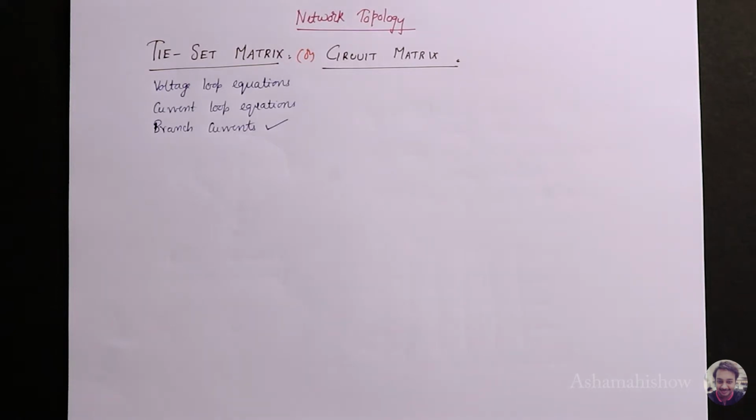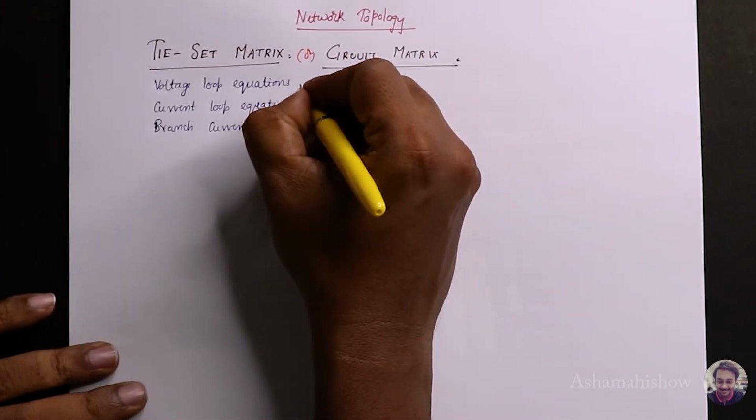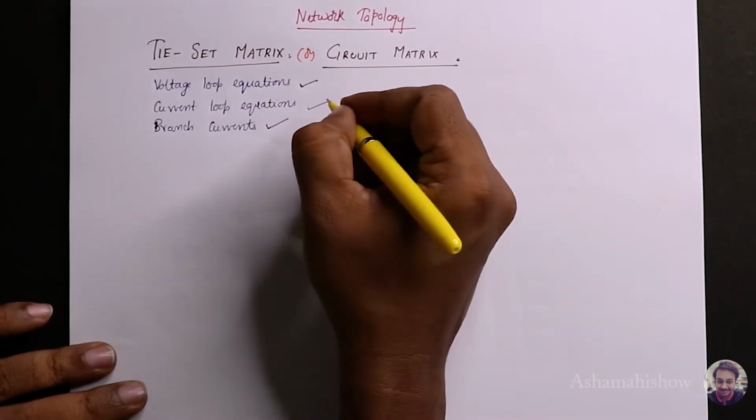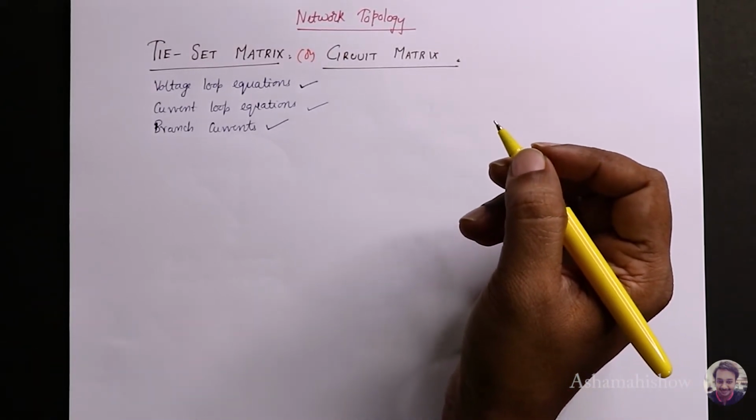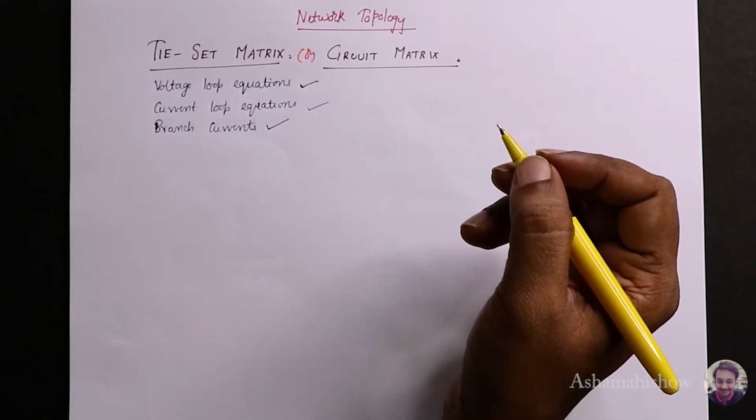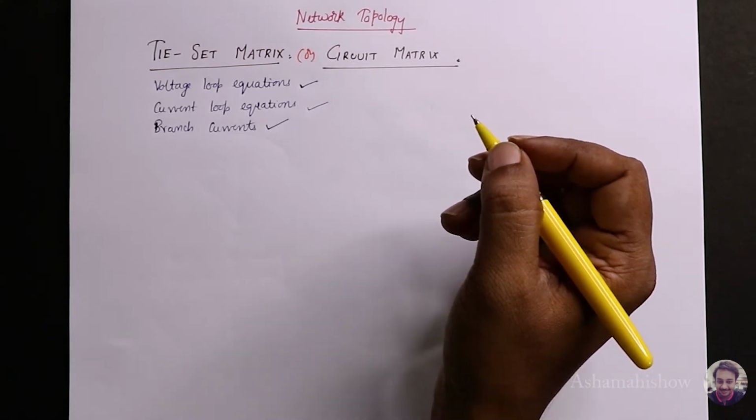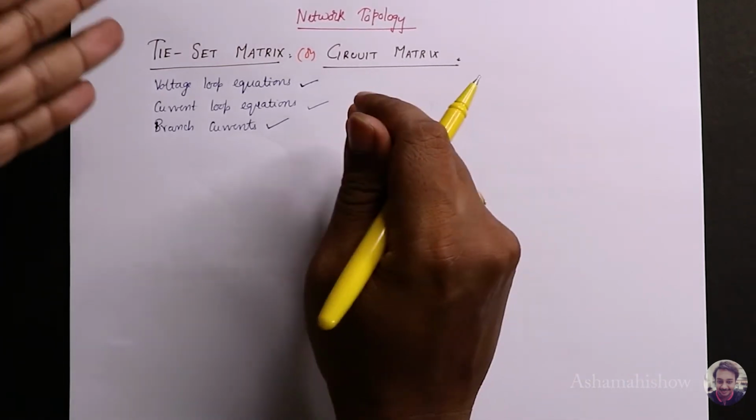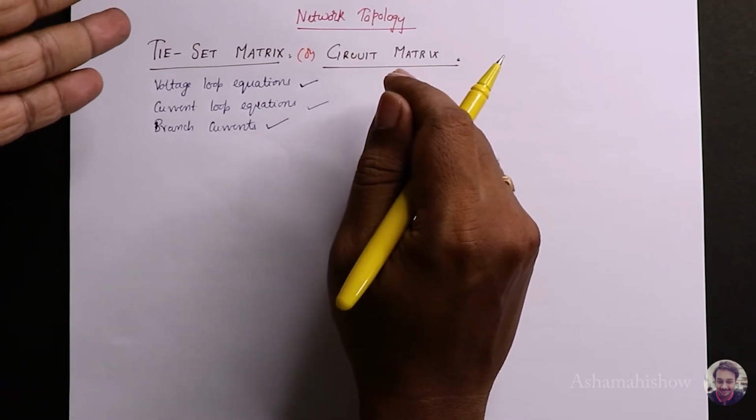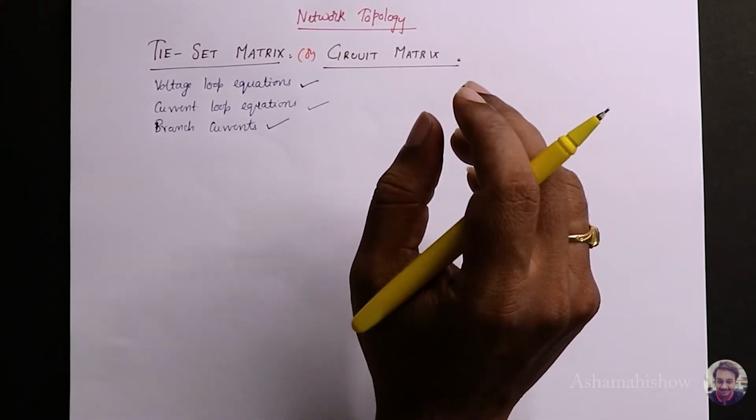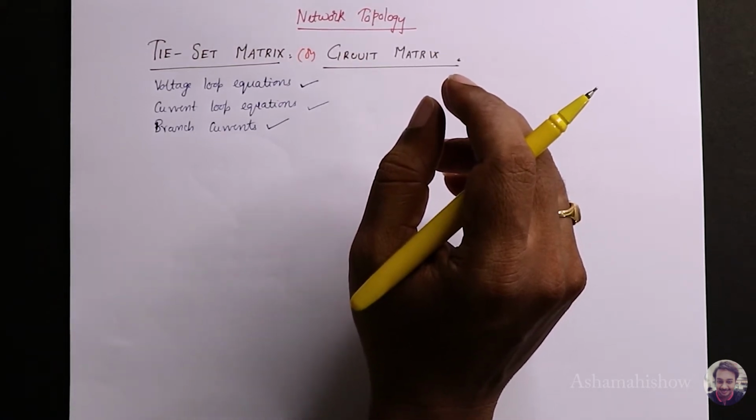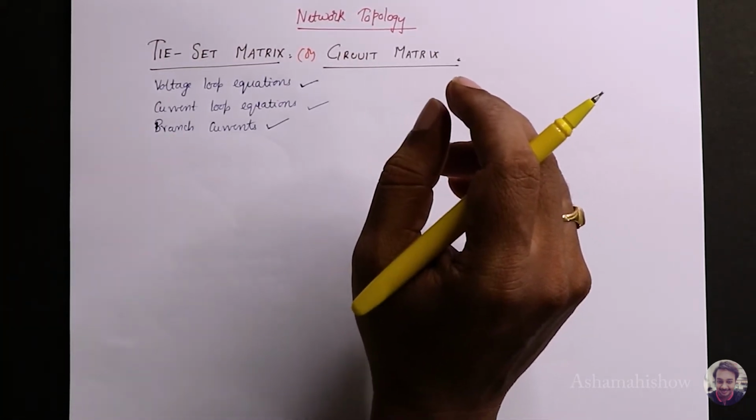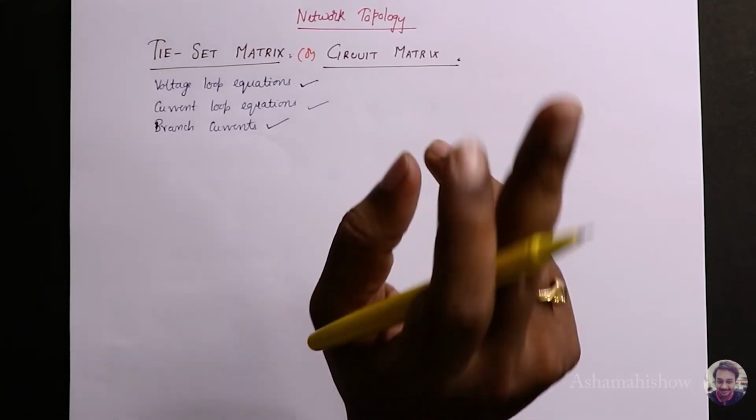From the circuit matrix, we can give voltage loop equations, we can give current loop equations, and we can find the branch currents. It means we can find the current flowing in each branch. Rather than doing loop KCL and KVL, we do this tie-set matrix directly, following simple rules, and we can find the currents. I'll tell you how.